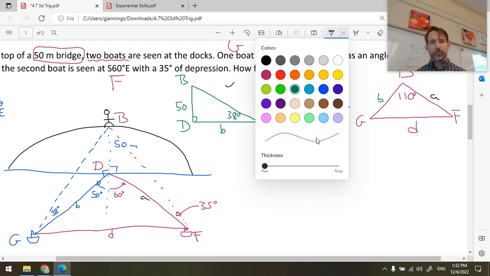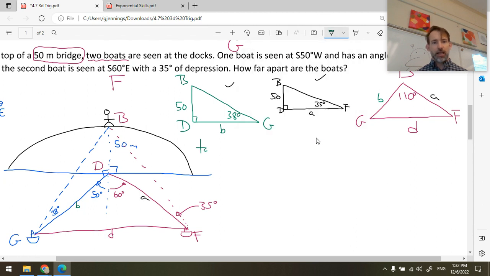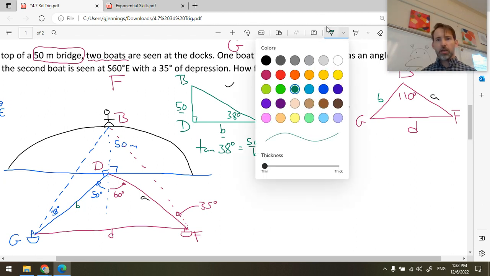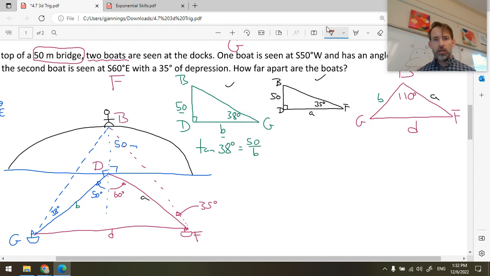Let's use four-screen. Tangent of 38 degrees is equal to opposite over adjacent. 50 over b. Can I rearrange that in one step, or do you want to see all the steps for isolating b? Prefer to see all the steps. Okay, let's do it. So you multiply both sides by b. And then that's annoying because we got b times tan 38, and we just want to know b. So we also divide both sides by tan 38.